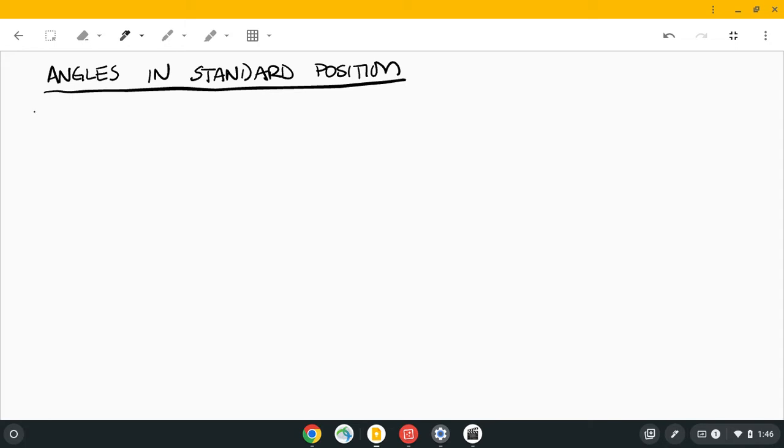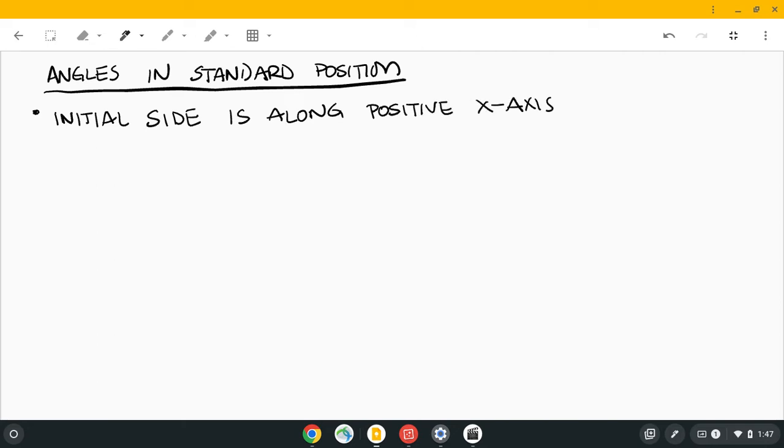Okay, so when an angle is in standard position, first of all, the initial side has to be along the positive x-axis. Okay, so let's write that down. Initial side is along positive x-axis. Okay, and the vertex is at the origin.